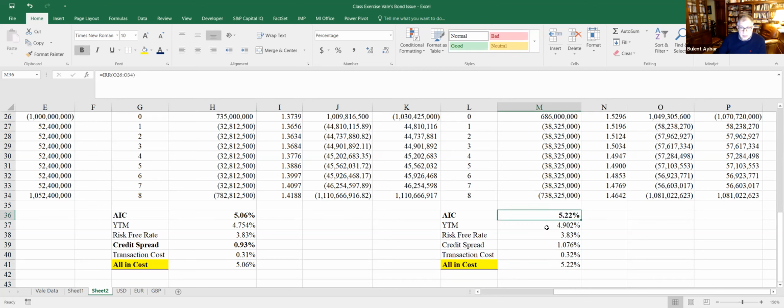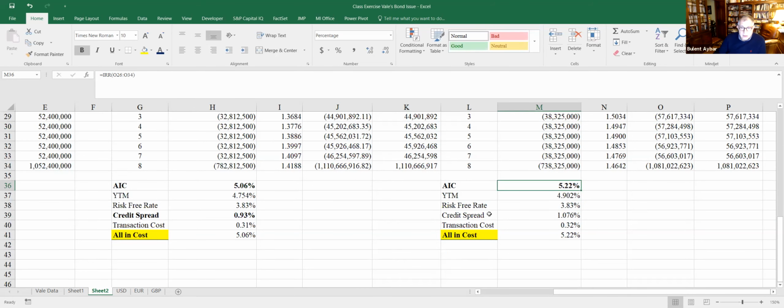So what is the moral here? Again, if we check out the credit spread in the pound segment, our dollar credit spread is highest.